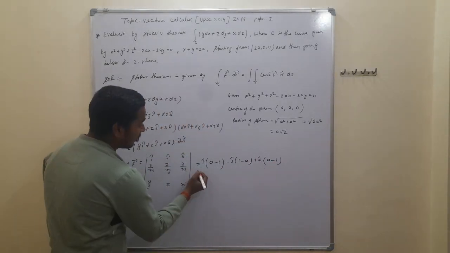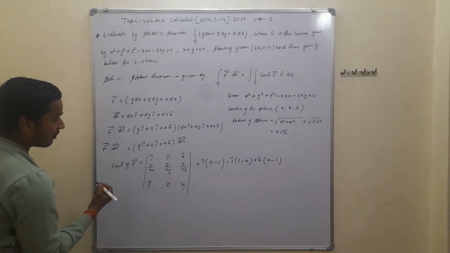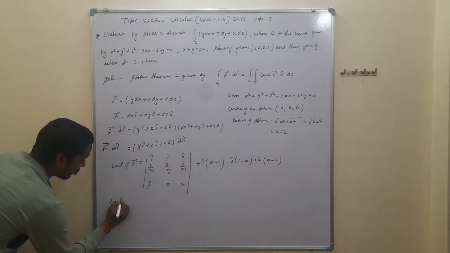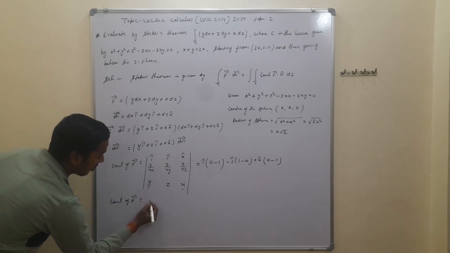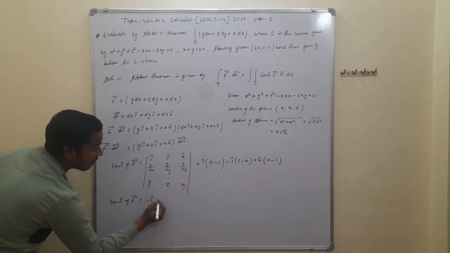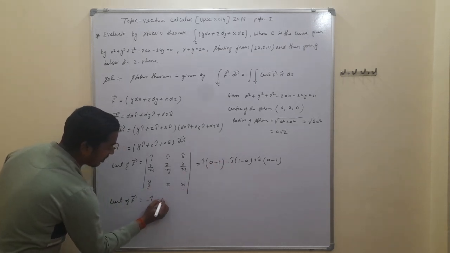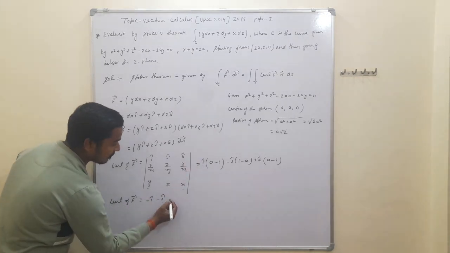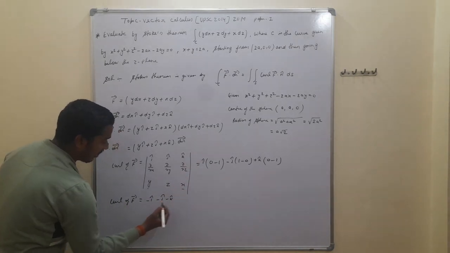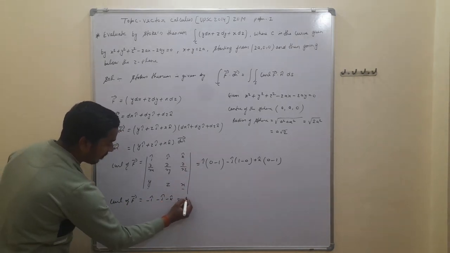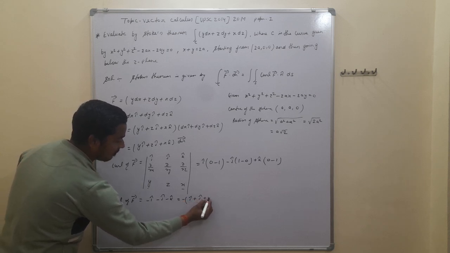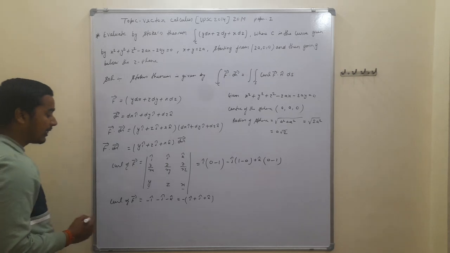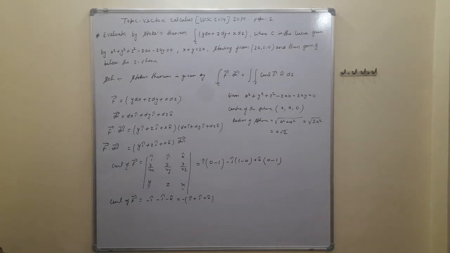So the curl of f is minus i cap, minus j cap, and minus k cap, and we can take a common minus from here. This is given by −(i + j + k). This is the value of curl, and further we have to calculate once again.